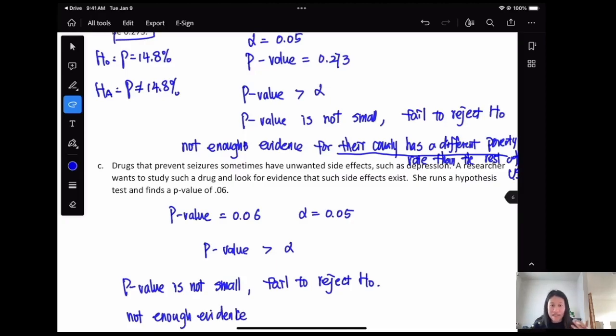The alternative hypothesis is something that we're trying to prove, so that means there's not enough evidence that the drug has side effects, or that the side effect exists. Okay, I know that this video is very long, but I hope you learned how to use and set up a hypothesis test.